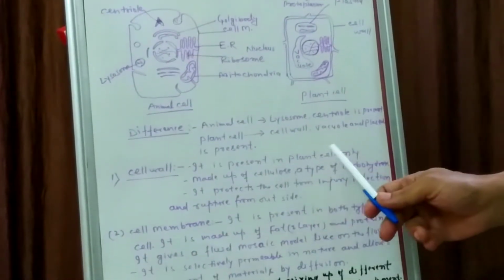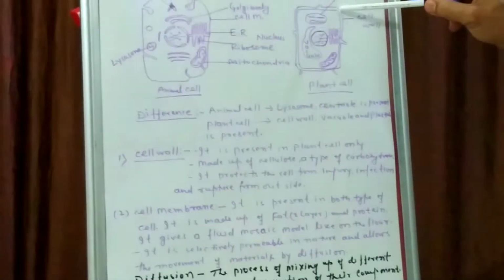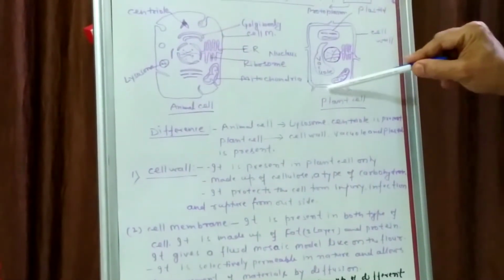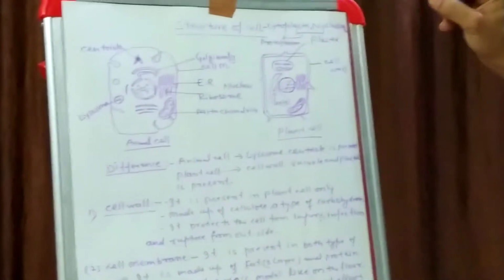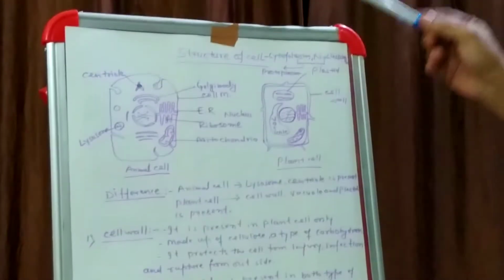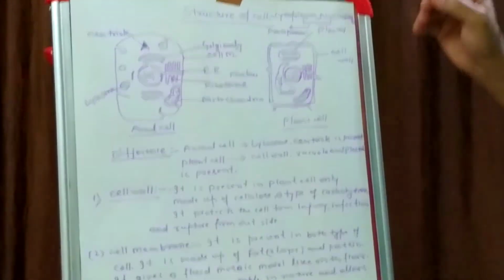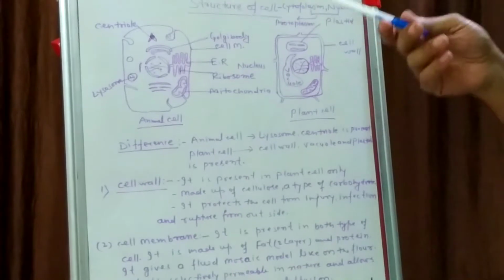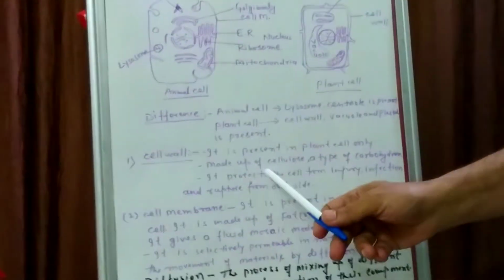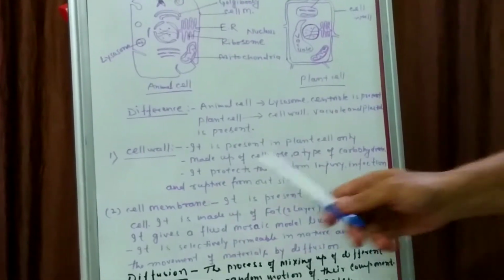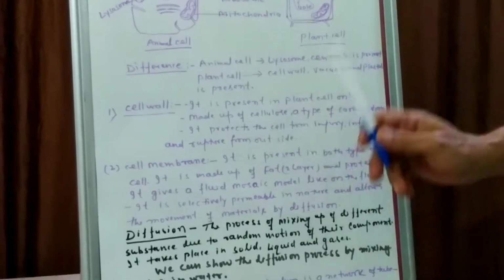It is present in plant cell only. It is made up of cellulose. This is the cell wall, the outer layer of the plant cell. It is made up of cellulose, and it helps to protect the cells from outside. It means it is protective in nature and protects the cell from injury, desiccation, and infection. It protects the cells from injury, infection, and rupture from outside, meaning damage from outside.